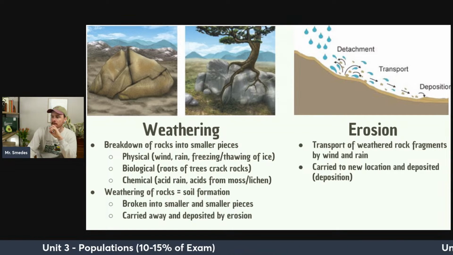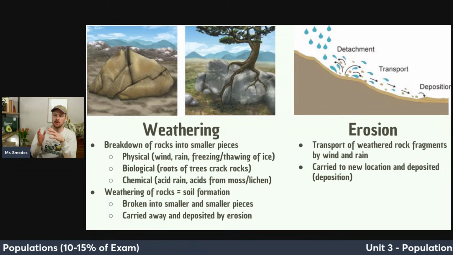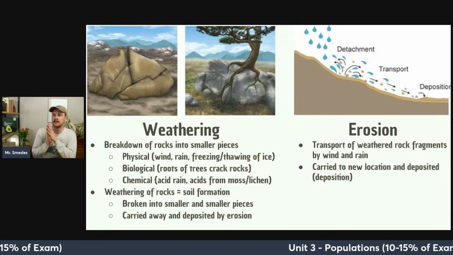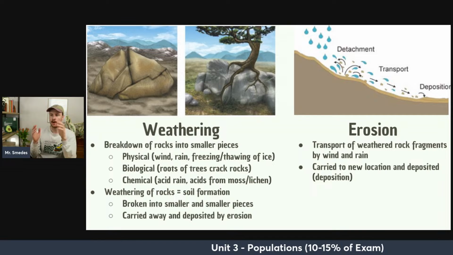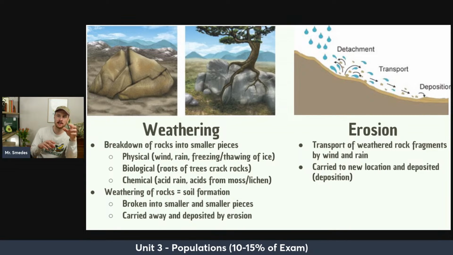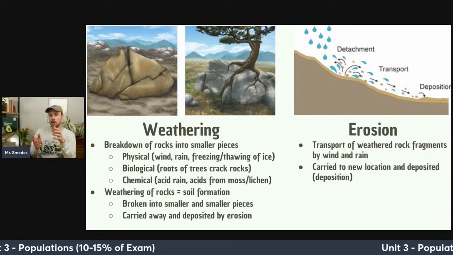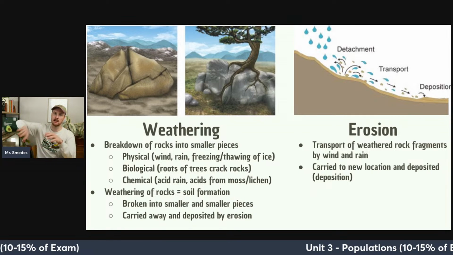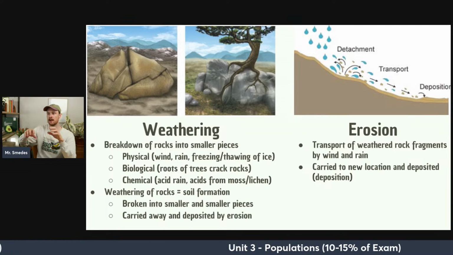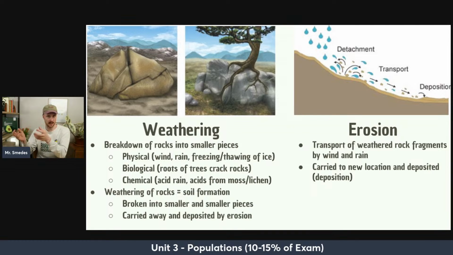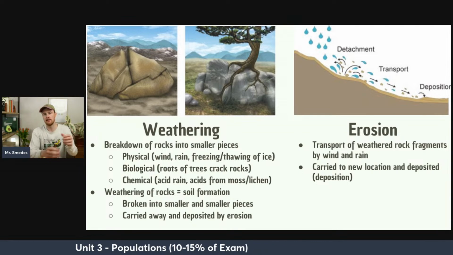Okay. Weathering versus erosion. Students definitely make this mistake of equating the two. So weathering is the breakdown of rocks into smaller pieces. This is how we get phosphate out of rocks. And then erosion is that movement of those sediments from one location to another. So we have the wind and the rain that kind of pick up the sediments and transport them.